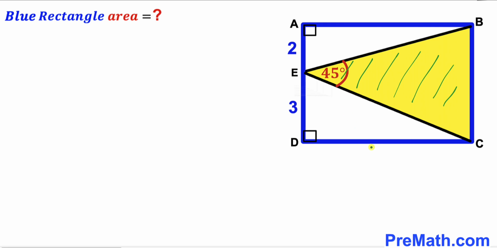In this video, we have this yellow shaded triangle EBC fully inscribed in a blue rectangle ABCD, as you can see in the given diagram, such that angle BEC is 45 degrees. Moreover, segment AE is 2 units, whereas segment ED is 3 units. Our task is to calculate the area of this blue rectangle ABCD.